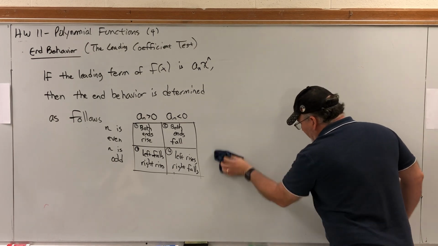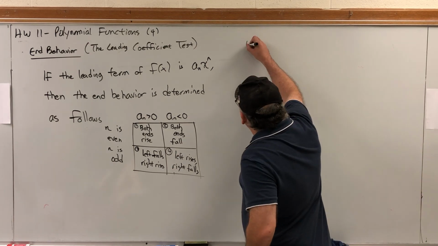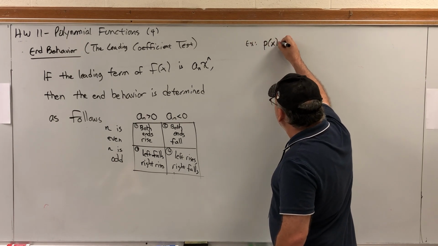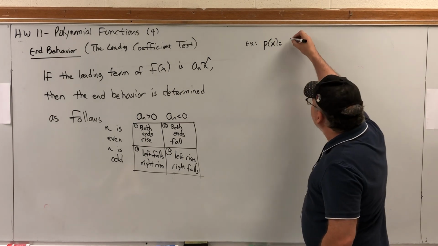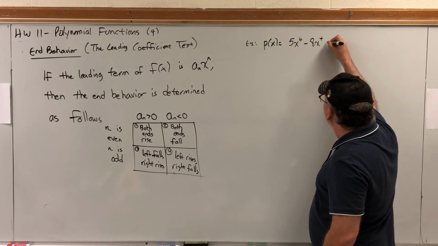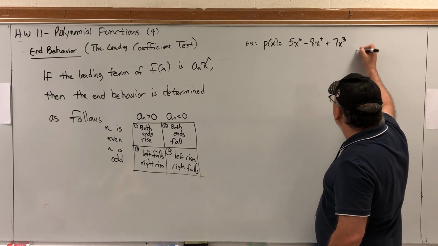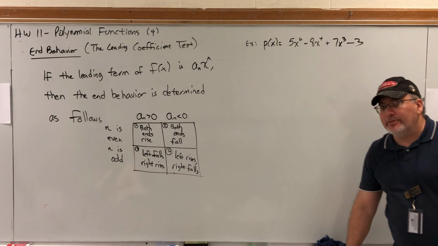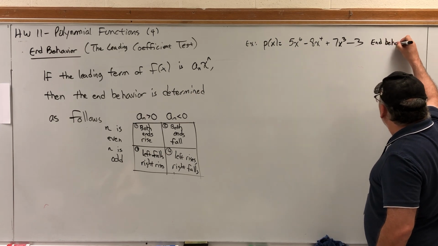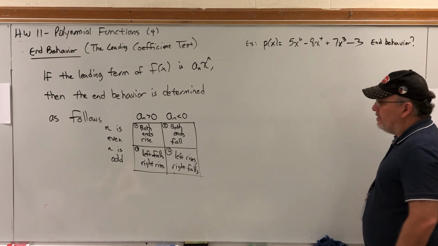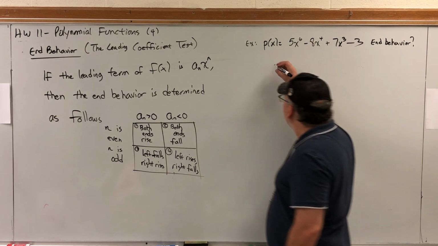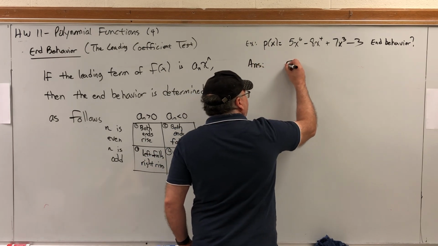There are a few examples where you have to do a little bit of work. For example, let's say I give you, let's call this one p of x. Why not? We'll say 5x to the 6th minus 8x to the 4th plus 7x to the 3rd. We'll put a minus 3 on the end, it won't matter. Because if the question is what's the end behavior, there's only one place we have to look, and that's at the leading term. The leading term is the term with the highest power, so we're going to analyze the 5x to the 6th.